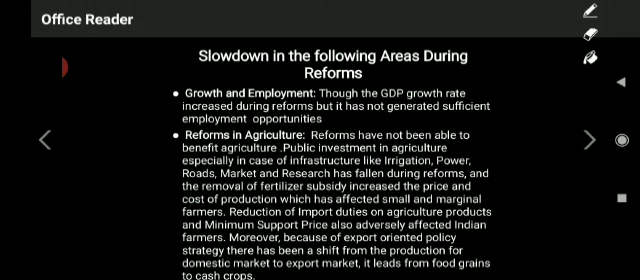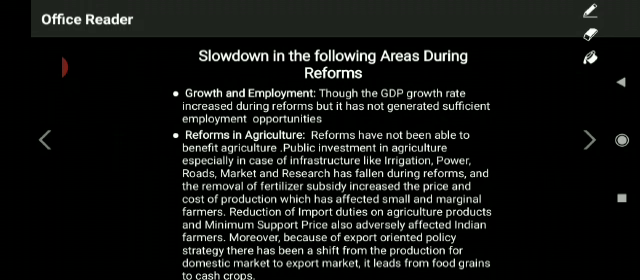Look at the first slowdown of the Indian economy, that is growth and employment. Though the GDP growth rate increased during reforms, as we saw in the table, in agriculture, industry and the tertiary sector, the problem was that this development has not generated sufficient employment opportunities. India has failed to provide the expected and sufficient employment opportunities for the people. This is the basic problem during reforms in case of employment.